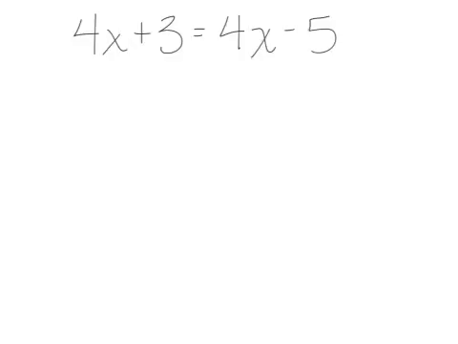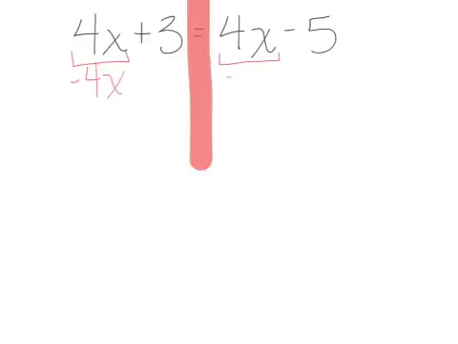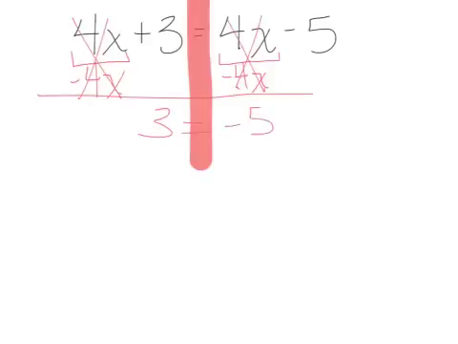Alright, so now on this problem, whenever you look at it, a lot of people will notice there's a 4x on both sides of the equal sign. So if I were to subtract 4x from both sides, these would cancel and these would cancel. I'd have 3 equals negative 5.